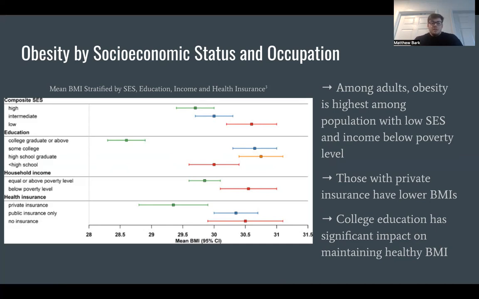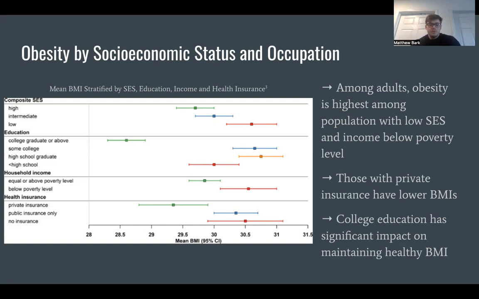College education significantly reduced obesity prevalence and lowered average BMI, the indicator by which obesity is diagnosable. The clinical definition of obesity is having a BMI of 30 or above. Those below the poverty level had greater BMIs than those above the poverty level, which is consistent with the National Health and Nutrition Examination Survey data shown in slide 2.